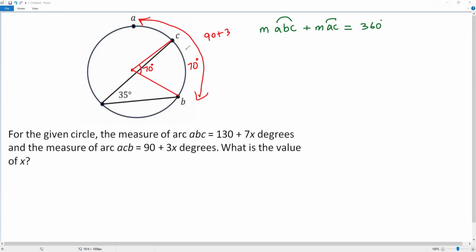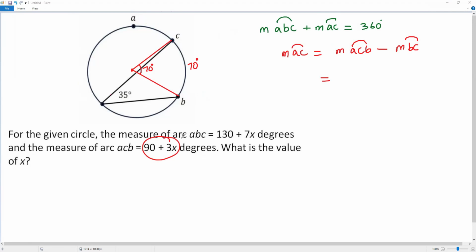Okay, let me do it separately. To get the measure of arc AC, we have to consider the measure of arc ACB, from which we have to subtract the measure of arc BC. Let me write it. The measure of arc ACB is 90 + 3x degrees, and the measure of arc BC, just now we got, is 70 degrees. Now we can combine this 90 and negative 70, then I'm getting 20. We can take this positive 3x as it is. Here I got the measure of arc AC, that is 20 + 3x.